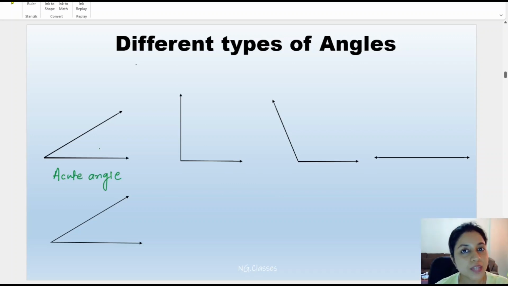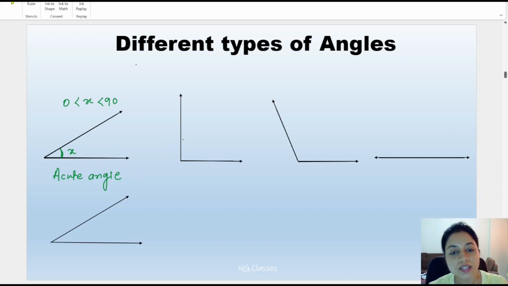Now what's an acute angle? An angle which is greater than 0 degree and less than 90 degree. If we are having this angle as x, then the value of x will be greater than 0 and less than 90. Here the value of x can be 10, 20, 15, 30, 40, anything. It has to be greater than 0 and less than 90. Such angles are called acute angles.